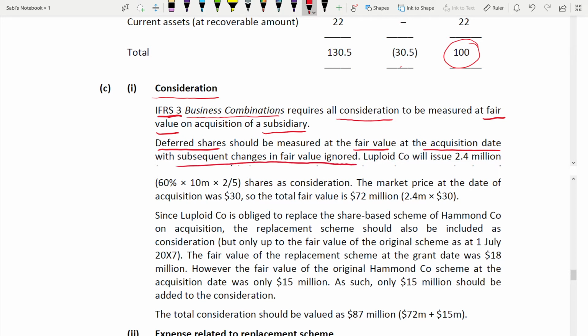This is all from IFRS 3 only, okay? If you're not understanding an answer, please go to IFRS 3, read it, and then come back. You will understand this better. Here they told in IFRS 3 that you have to take fair value at the acquisition date. And we know that fair value keeps changing year by year, but you have to ignore those changes. Only on the acquisition date, whatever the fair value is, you have to take that fair value. That's why they told with subsequent changes in fair value ignored.